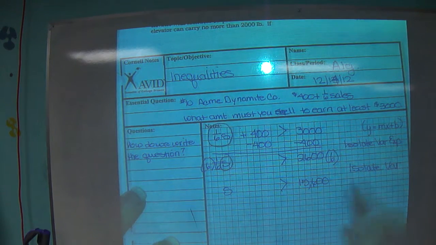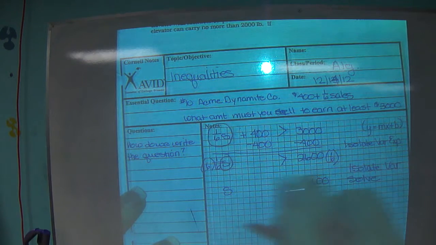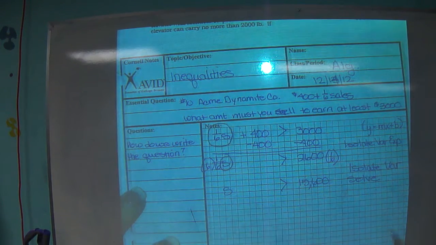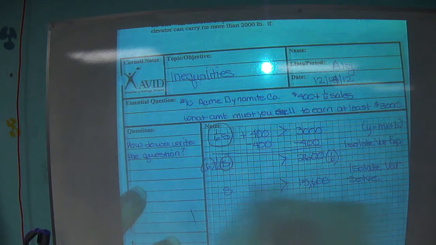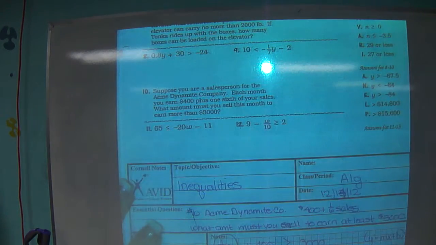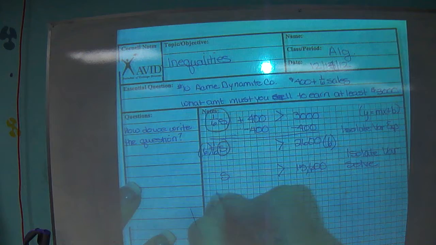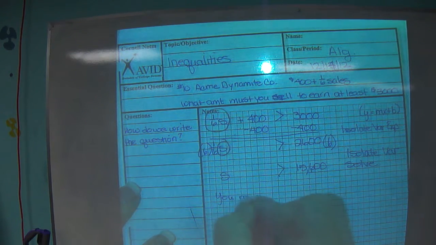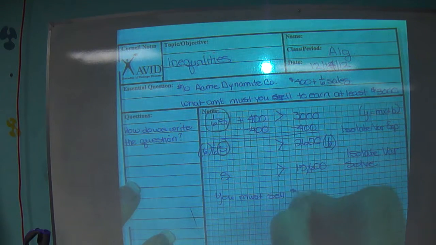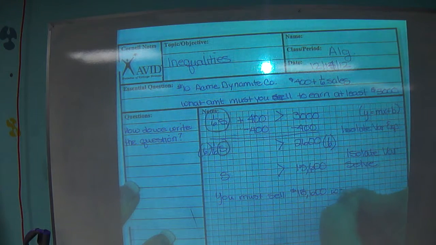15,600. And what does that 15,600 represent? How much he sold. S, which is sales. So, you must sell $15,600 worth of dynamite.